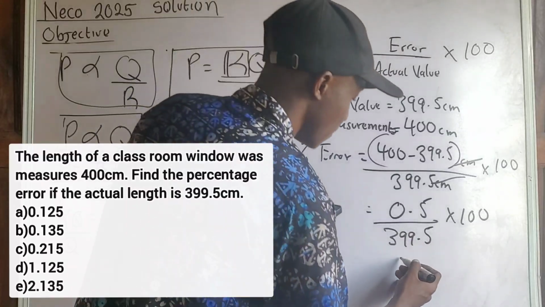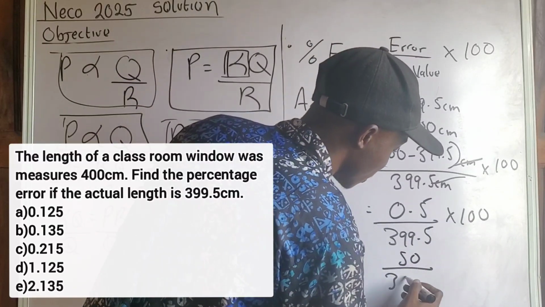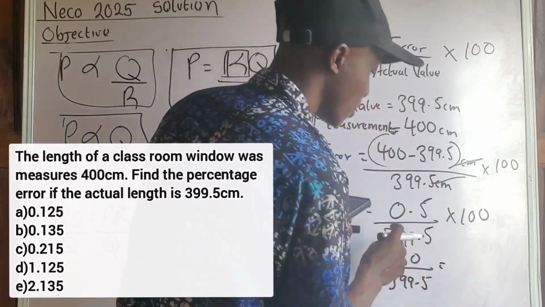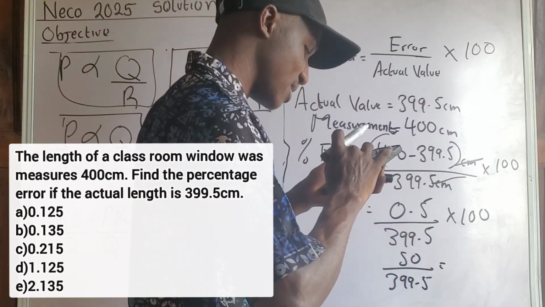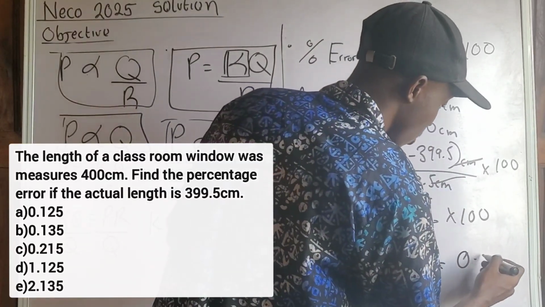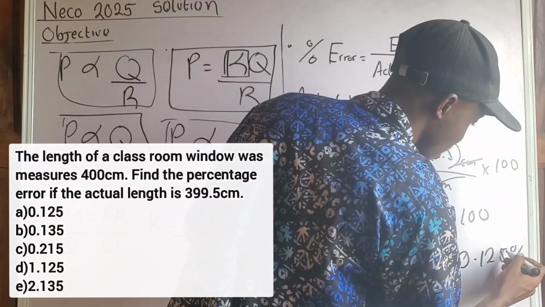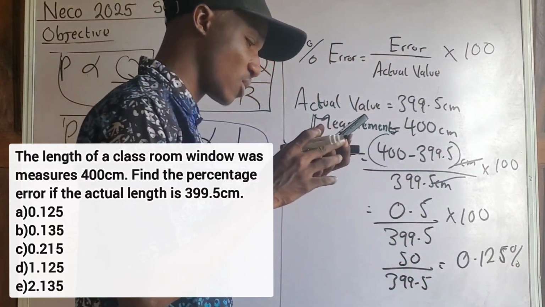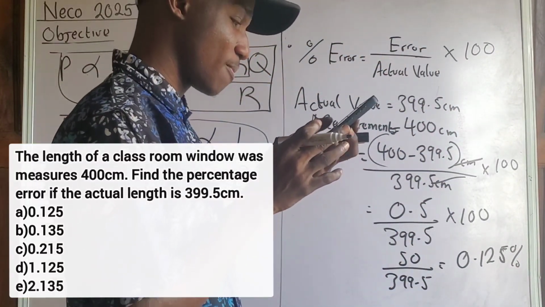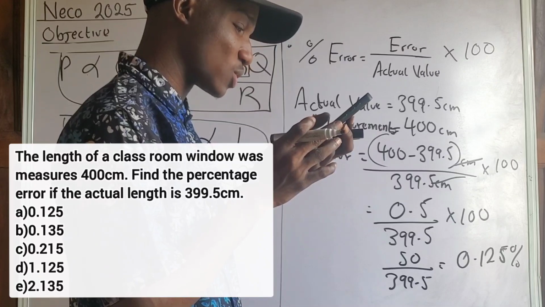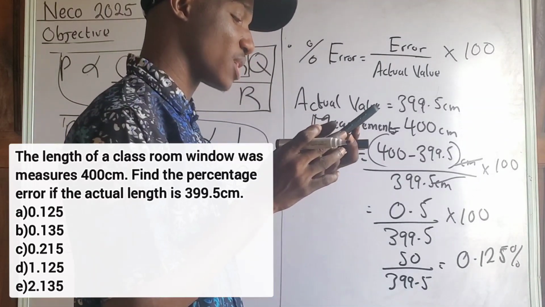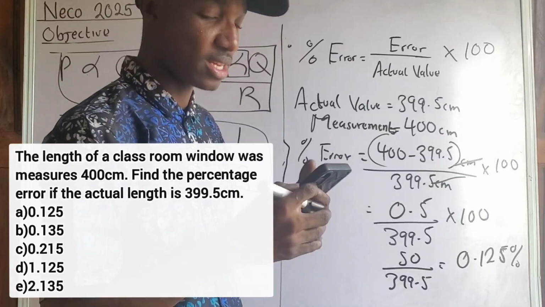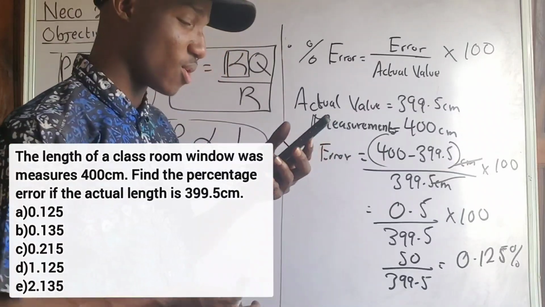For this, I'm going to have 50 over 399.5, right? Because 0.5 times 100 is what? 50. 50 divided by 399.5, that is 0.125%, okay? So the correct option to that question is 0.125. Do you understand? That is option A. Option A is correct. 0.125. That is the percentage error.